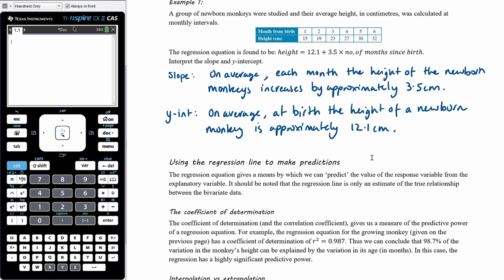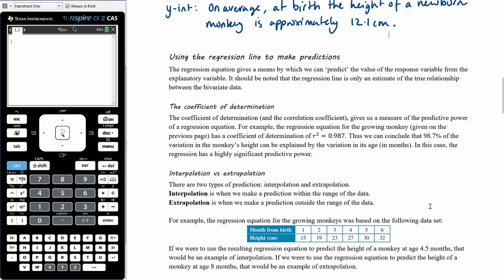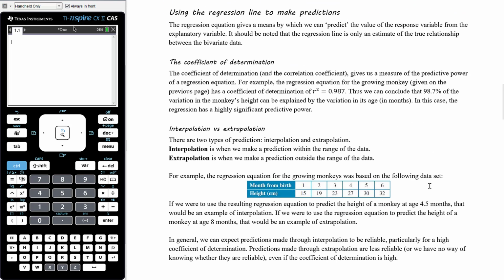Using the regression line to make predictions, okay, so once we've got our regression equation, the whole point is then being able to make predictions, but we need to be a bit careful about how we do that. We're trying to predict the value of the response variable from the explanatory variable. It should be noted that the regression line is only an estimate of the true relationship. Remember it's a line of best fit, it's not actually going through all the data points, so it's an estimate of the relationship between bivariate data. The coefficient of determination tells us how confident we can be in that estimate. It gives us a measure of the predictive power of a regression equation.